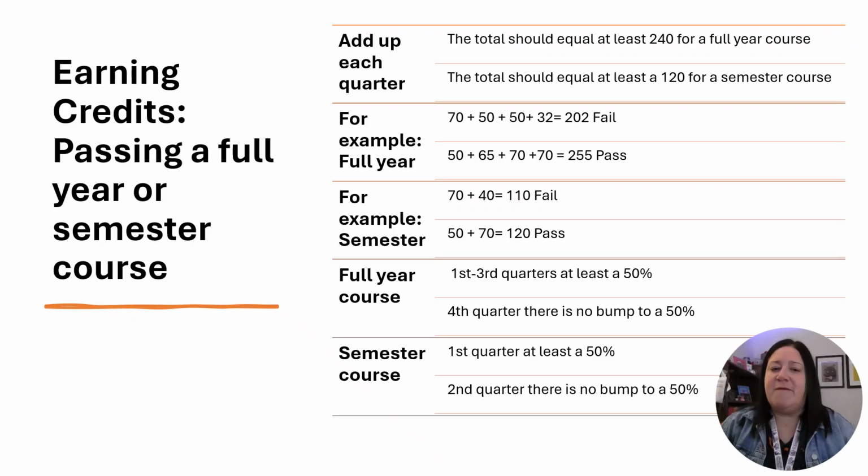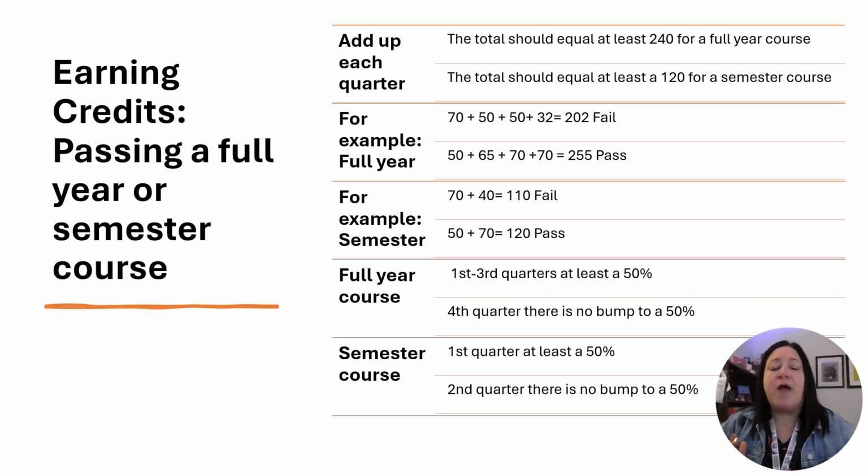There is the 50 bump for classes. And that only happens in quarters 1, 2, and 3. So what that means is if you happen to have a grade below a 50, it will bump up to a 50 in the first, second, and third quarters. And this is for full year classes, for classes you're in all year. But for the fourth quarter, you get what you get when it comes to grades. So if you get a 30, that's what grade goes on your report card. There is no bump in the fourth quarter for full year classes.